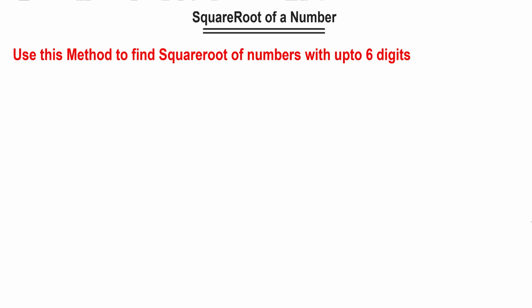So let's begin to calculate the square root of a number using our technique. Just a quick note before we begin. You can use this method to find the square root of numbers with any number of digits, but I would recommend you use it for numbers with up to 6 digits. As we proceed, you will understand why exactly that is. So let's begin by calculating the square root of 204304.